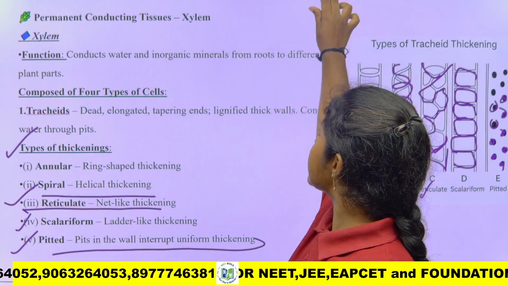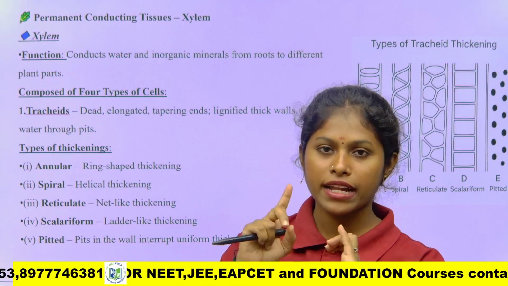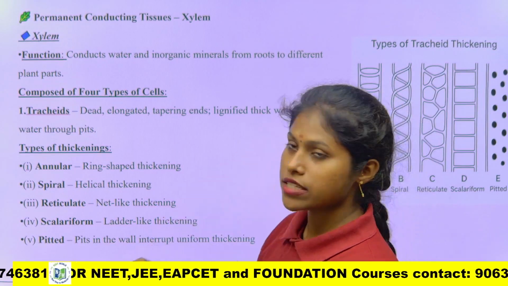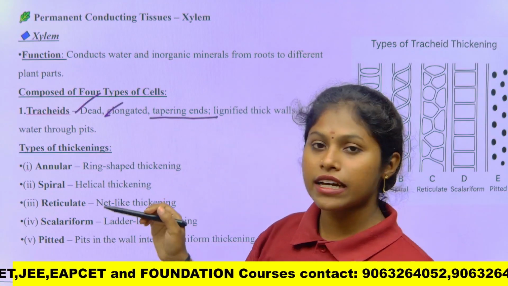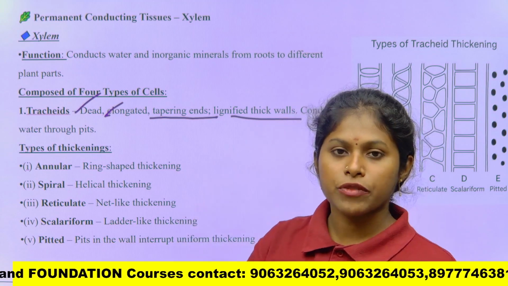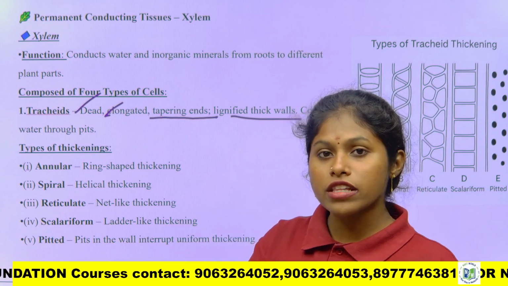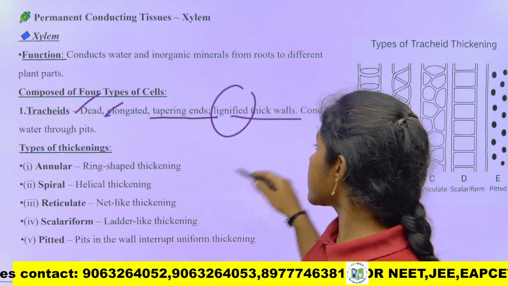So mainly xylem has four components: tracheids, vessels, xylem parenchyma and xylem fibers. And in that, first we are discussing the tracheids. They are dead, with elongated tapering ends. They have thick, lignified walls. Along with the cellulose, the lignin is also deposited. So the water is conducted through pits.